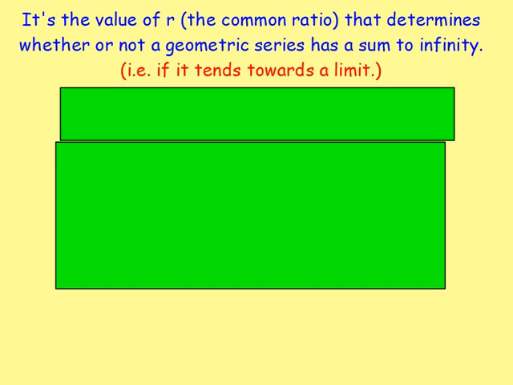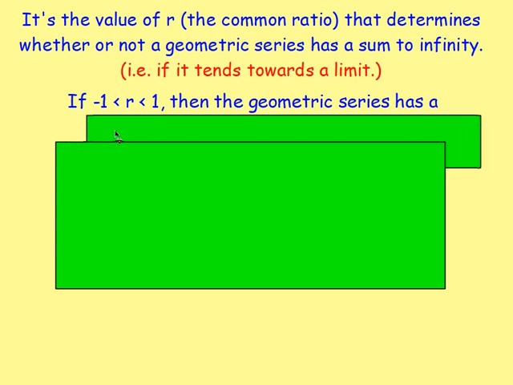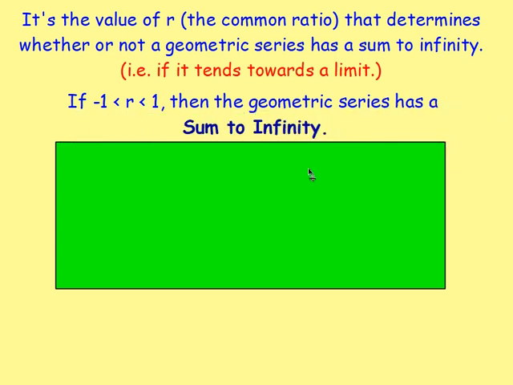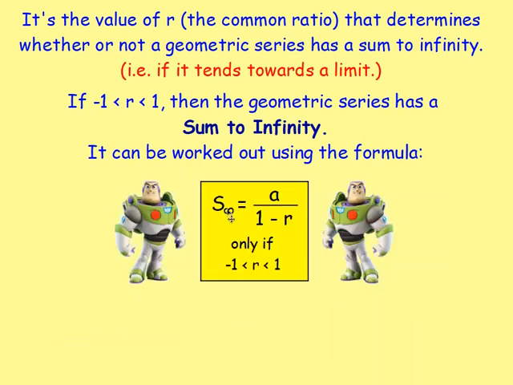Really, how do you know if a series has a sum to infinity or not? Well, what tells you is the value of R, also known as your common ratio. That determines whether or not a geometric series has a sum to infinity. In other words, if it tends towards a limit. If R is between -1 and 1, then the geometric series has a sum to infinity. And it can be worked out using this formula. The formula is the sum to infinity equals A over 1 minus R. But remember, there is only a sum to infinity if R is between -1 and 1.